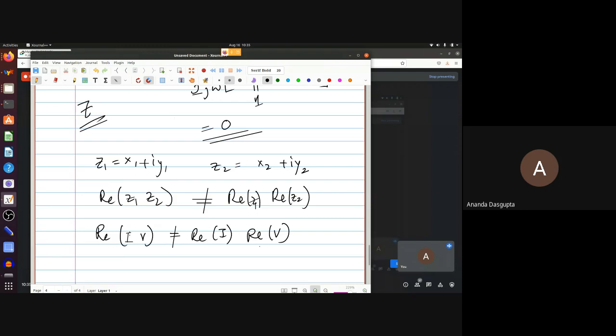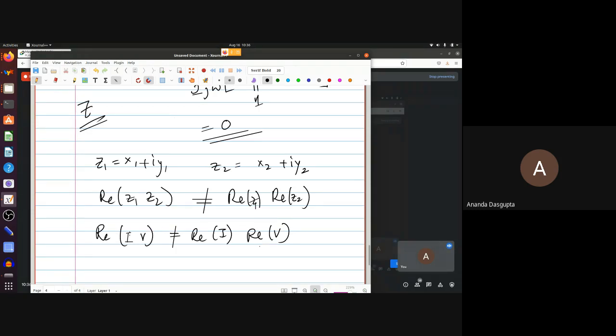So here the left hand and right hand sides are different. So which one of them is the actual instantaneous power? The left hand side or the right hand side? The right hand side. Yeah, the right hand side. Real part of I is the actual current, real part of V is the actual instantaneous voltage.